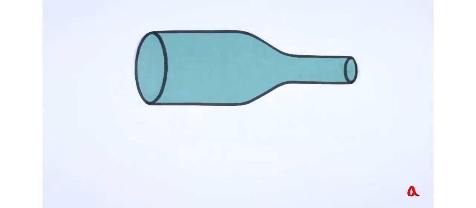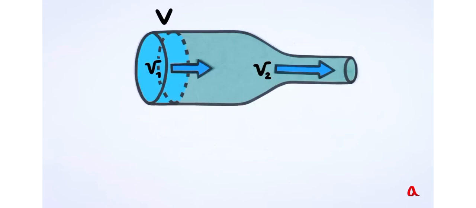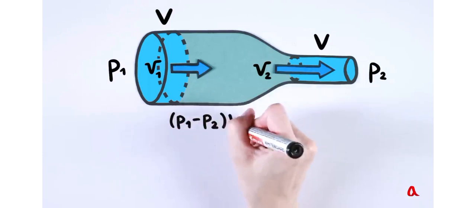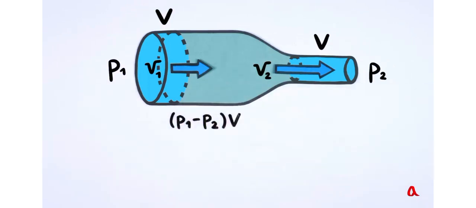Let us consider water flowing inside a pipe of variable cross-section. The volume of water V enters the pipe from the left end and leaves the pipe on its right end. The difference of pressures at the ends of the pipe does mechanical work, which equals (P1 minus P2) multiplied by V. When there are no losses, all this work goes to increase the kinetic energy of water.